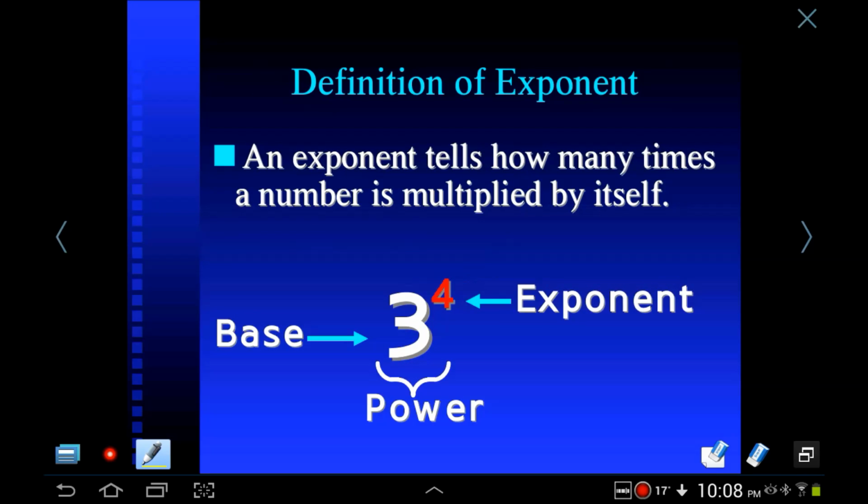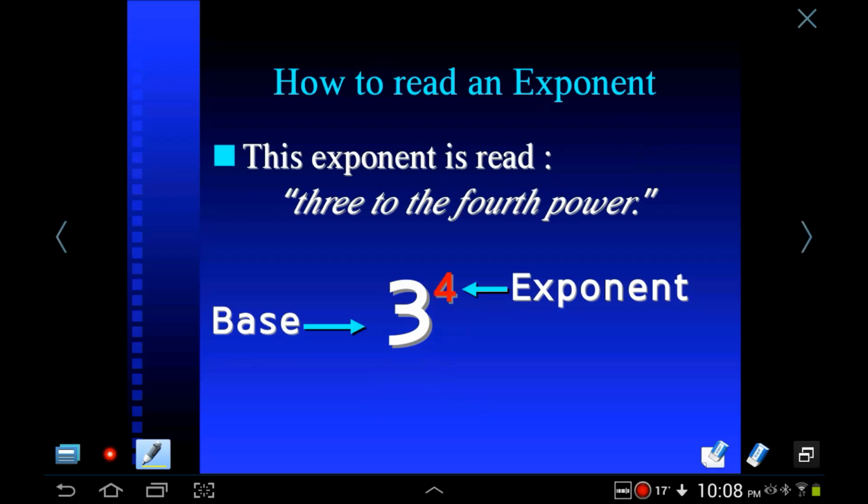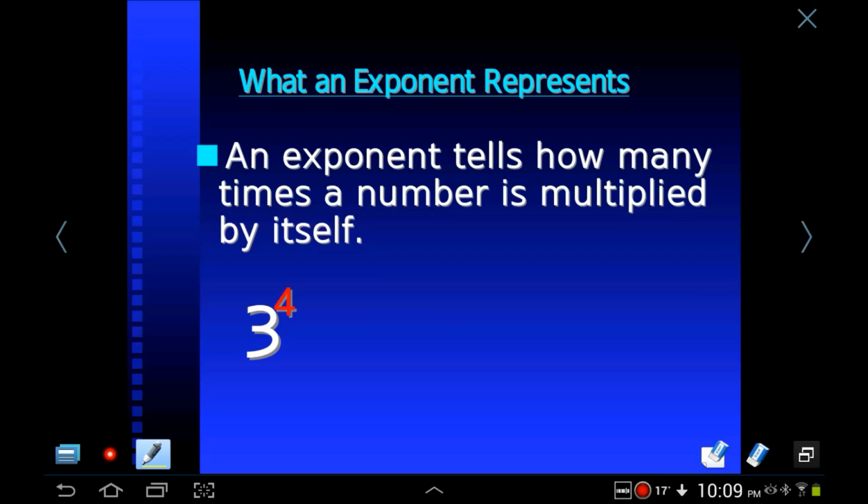That's your power. If we look at the definition, an exponent tells you how many times a number is multiplied by itself. So we have the base 3, and it's being multiplied by itself 4 times. An exponent is read 3 to the 4th power. So we say the base, and then we say to the whatever power it's written as. So, 3 to the 4th power.